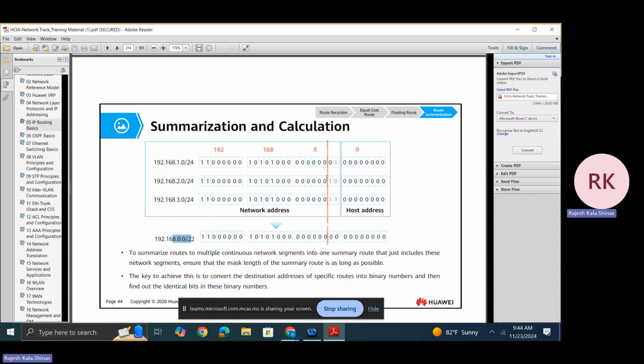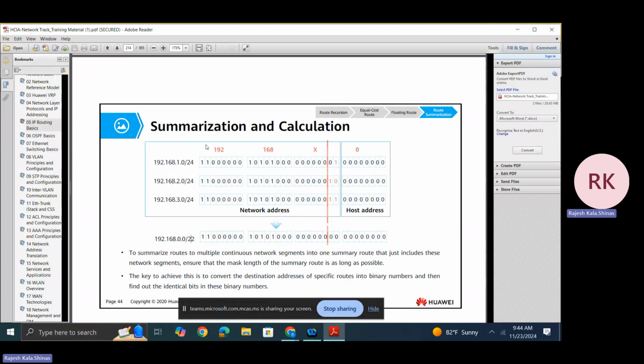So up to where do we have common bits? Up to here we have common bits. Okay, what is the value here? 192.168.0.0. But how did you get 22? 16 network bits, then 17, 18, 19, 20, 21, 22. That's why it is summarized.